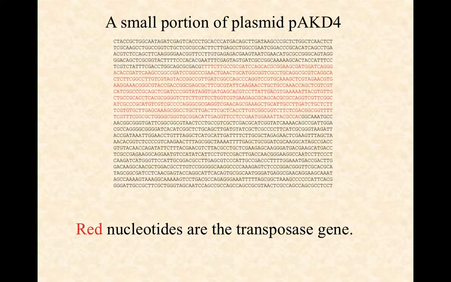So here's a portion of the sequence where each of the letters represents one of those chemicals that we call a nucleotide. Right, so these chemicals, these nucleotides, are polymerized together and held together through covalent bonds. And then I highlighted in red all the nucleotides of one particular gene called a transposase gene that's important for transposons, these horizontal gene transfer mechanisms of jumping genes.